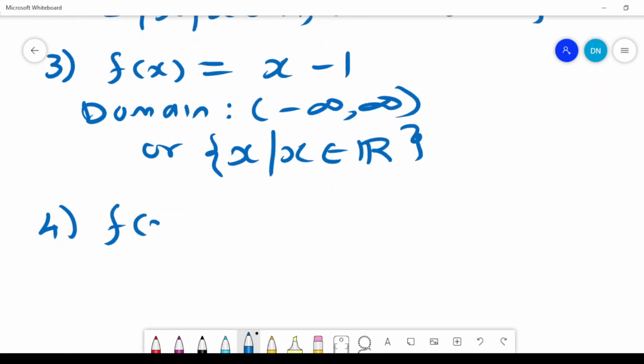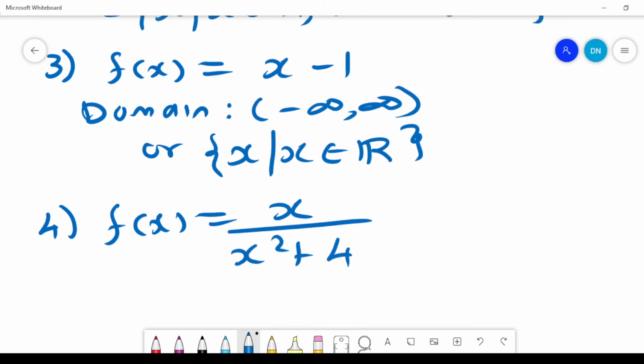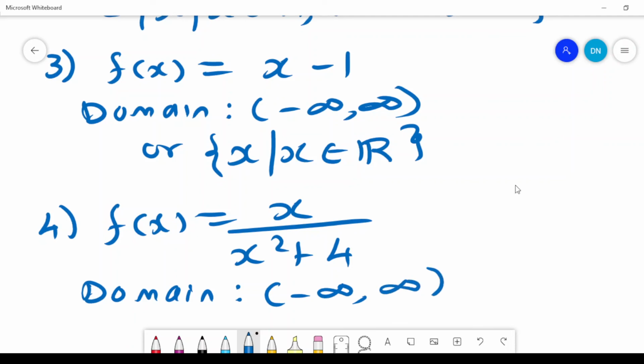Last one, the fourth one, is f of x is x over x squared plus 4. Do we have any value that will make the denominator equal to 0? No. Negative 2 squared will be positive. Positive 2 squared will still be positive. Therefore, the domain will be such that x takes negative infinity to infinity, because all the values there are acceptable.